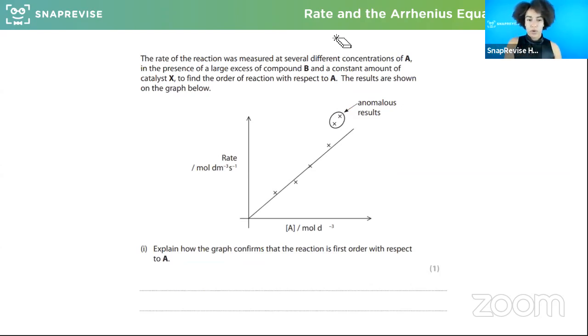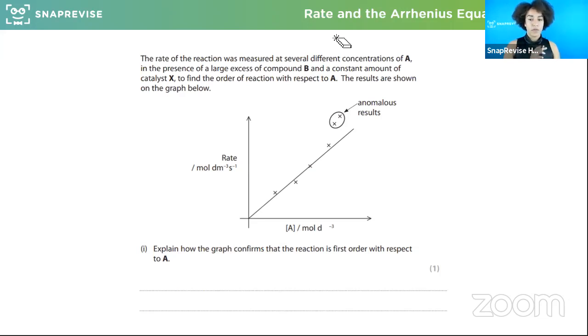All right, so we've got: the rate of reaction was measured at several different concentrations of A in the presence of a large excess of compound B and a constant amount of catalyst X. To find the order of the reaction with respect to A, the results are shown below. Explain how the graph confirms that the reaction is first order with respect to A.